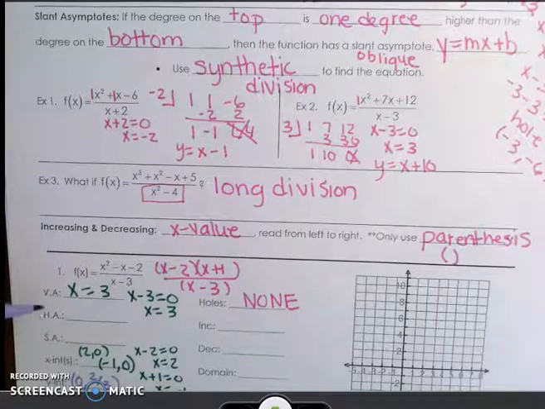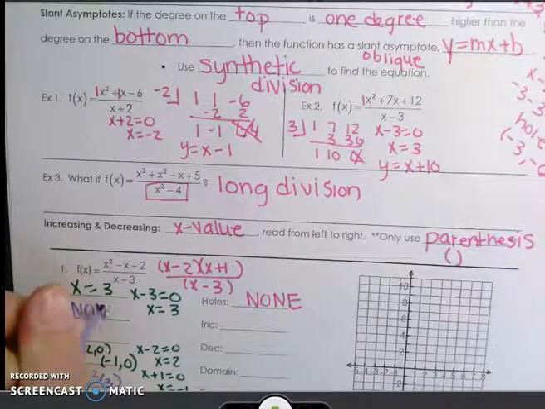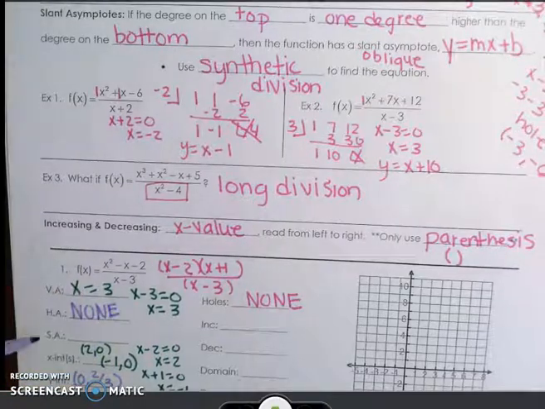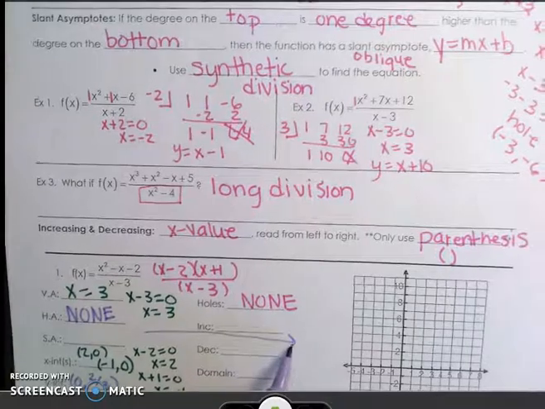Horizontal asymptote: is the top or the bottom bigger? Well, the top is bigger, so that automatically tells me that I do not have a horizontal asymptote. I'm going to have a slant. So let's come over here and do the work for that.